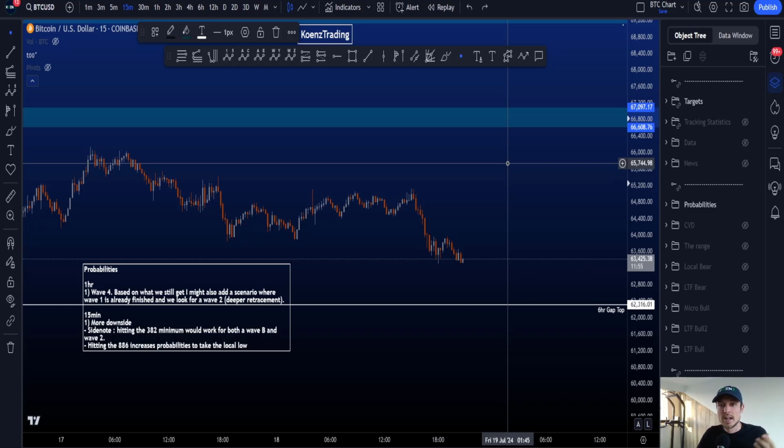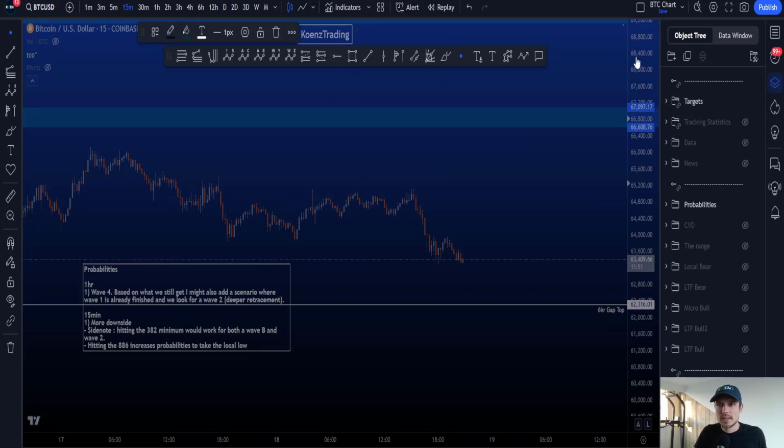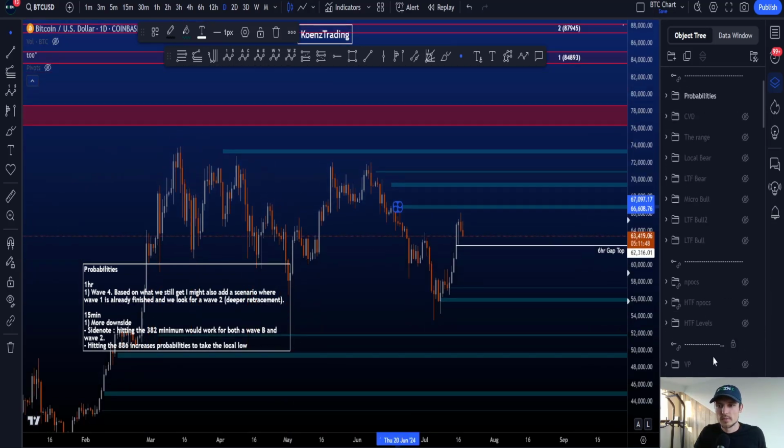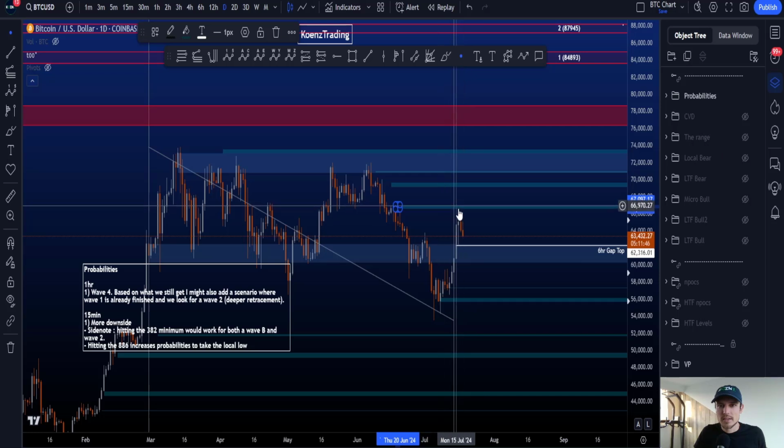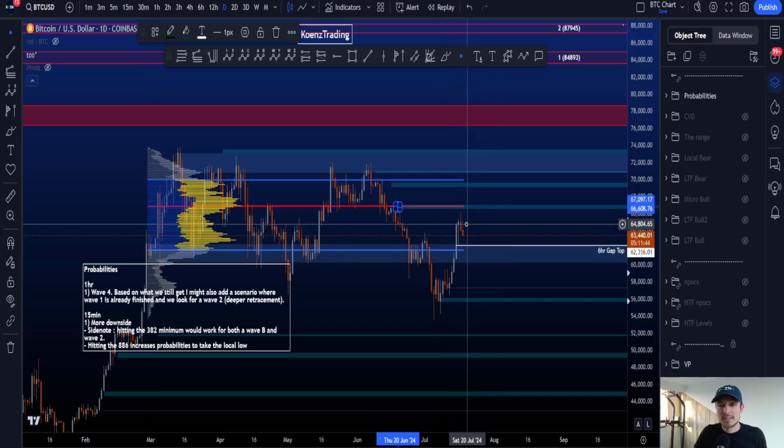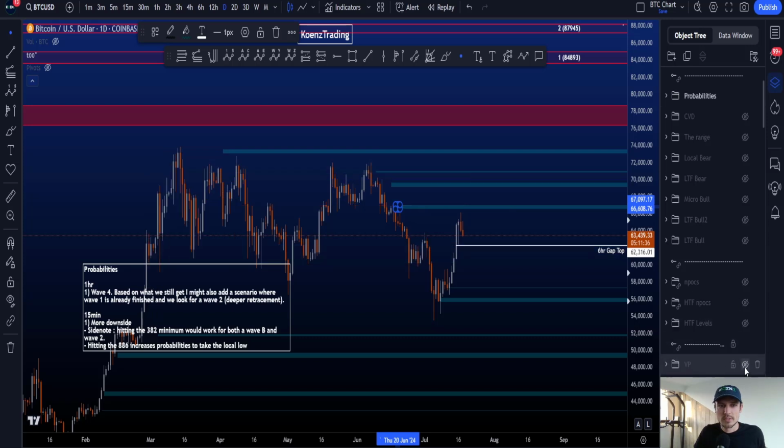66.6k and 67.1k, mainly because the daily point of control of this volume profile is inside this range, which makes it very interesting resistance for both a wave 5 of an impulse or a potential flat structure for a wave 2 to the downside.